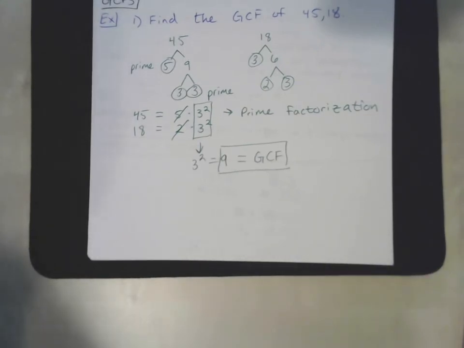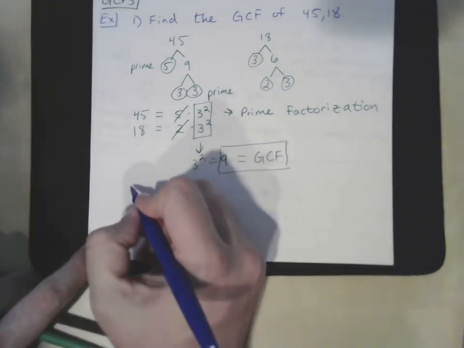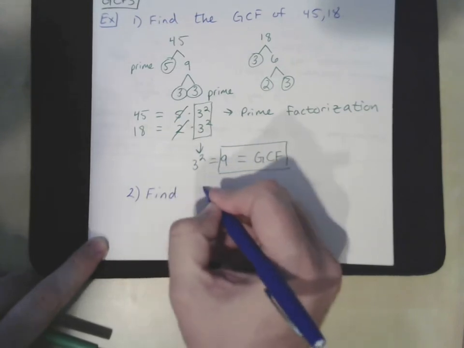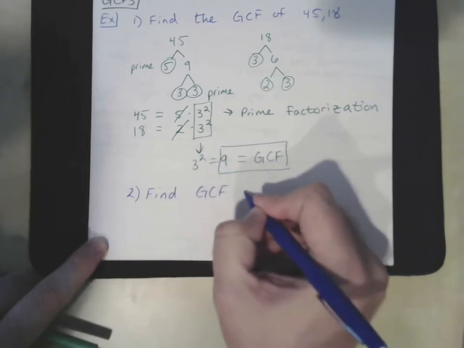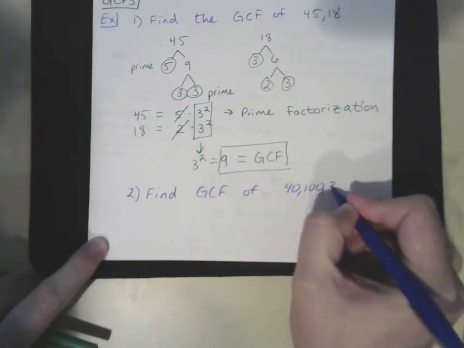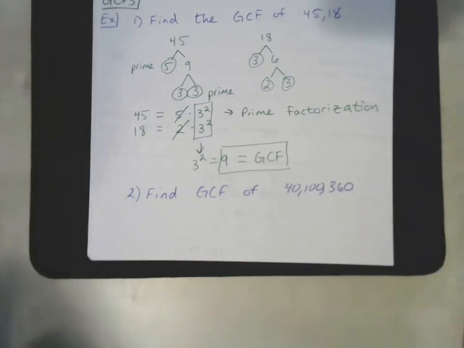So let's look at how we handle another one. Let's find the GCF, greatest common factor, of 40, 100, and 360.